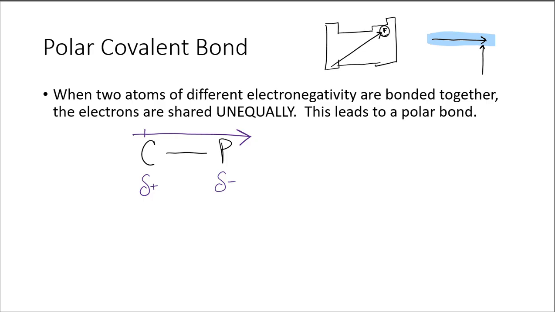Let's do another one, basically anything versus carbon. Like carbon versus chlorine. Chlorine is more electronegative. Chlorine pulls the electron density towards itself, leaving carbon as partially positive, and the chlorine is partially negative. All right, so those are polar covalent bonds.